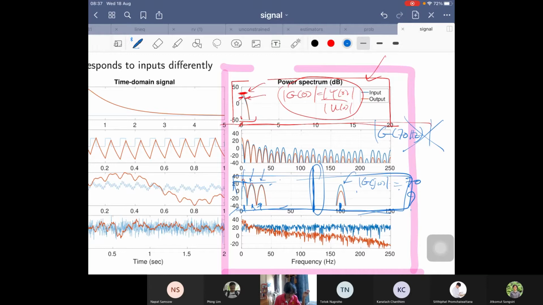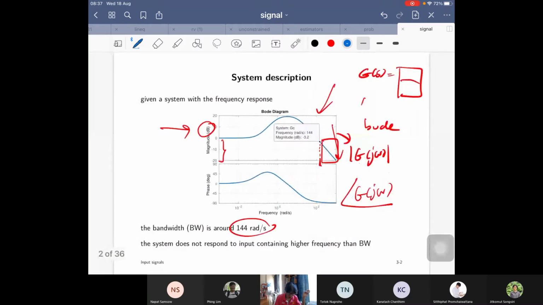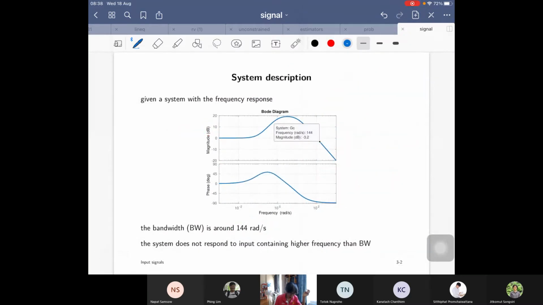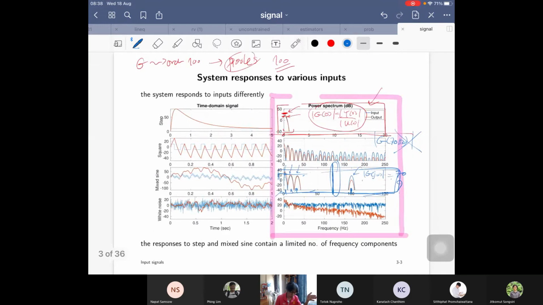And of course, when you do system identification, you don't know beforehand. If you don't plot this Bode diagram first from the experiment, you don't know the bandwidth of the system, right? When you estimate the system, you don't know its frequency components beforehand. So if you use a mixed sinusoid, you need to make sure that the list of omega k corresponds to frequencies within the bandwidth of the system.